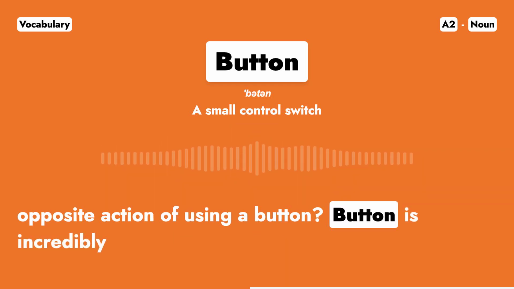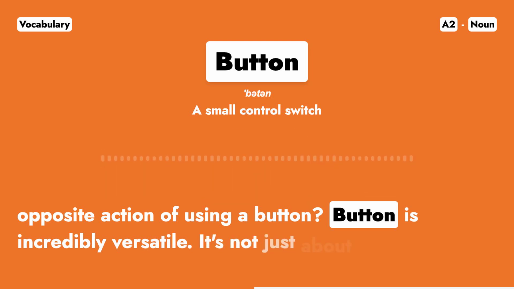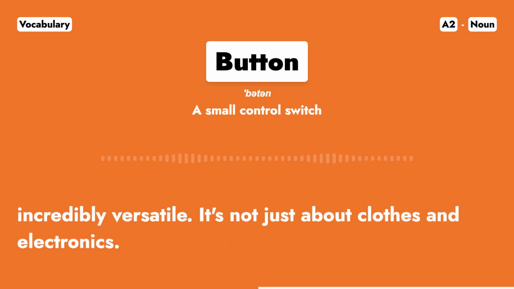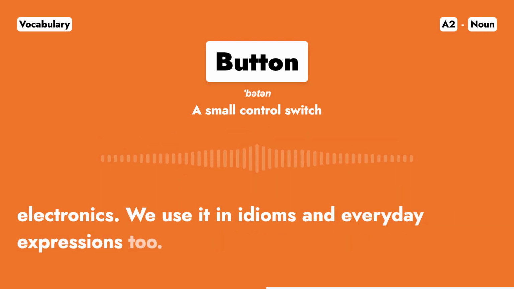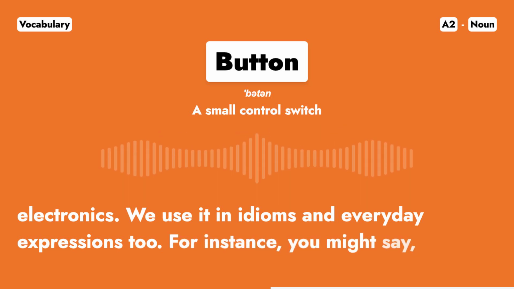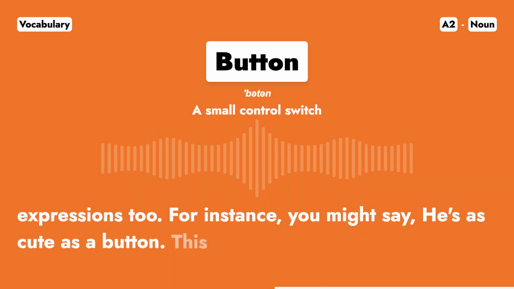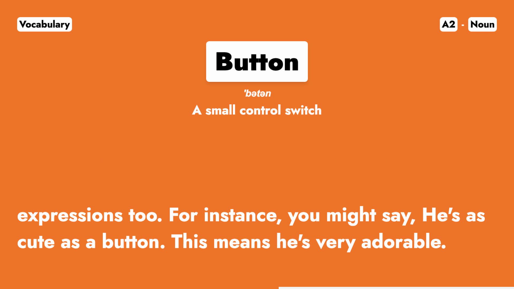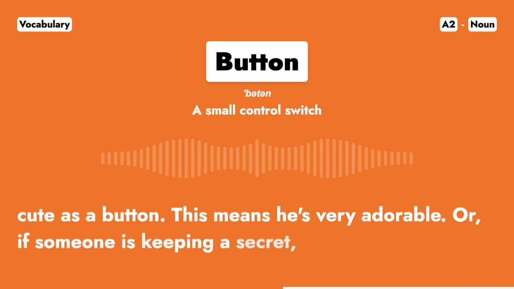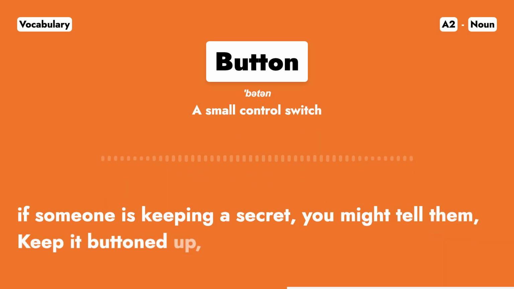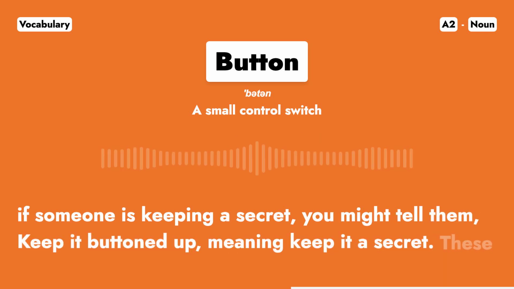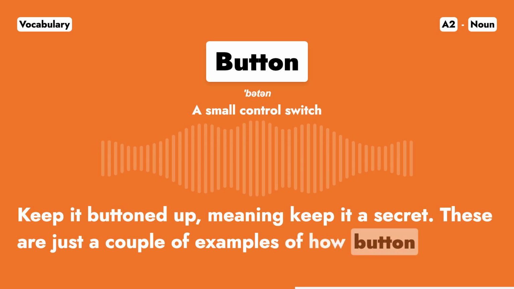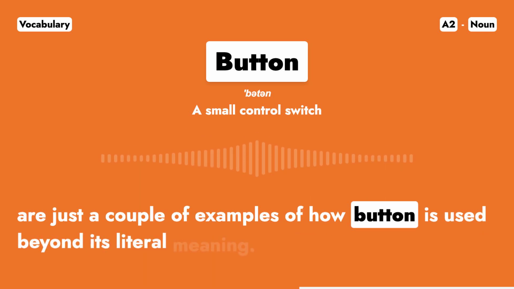Button is incredibly versatile. It's not just about clothes and electronics. We use it in idioms and everyday expressions too. For instance, you might say, he's as cute as a button. This means he's very adorable. Or if someone is keeping a secret, you might tell them, keep it buttoned up, meaning keep it a secret. These are just a couple of examples of how button is used beyond its literal meaning.